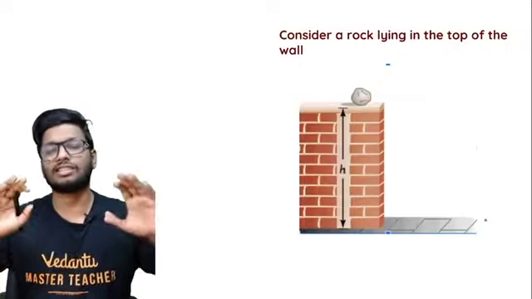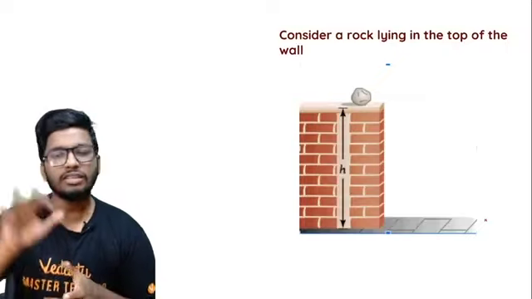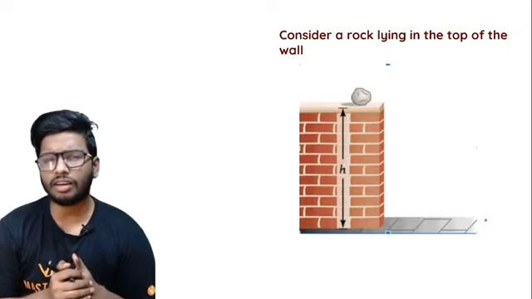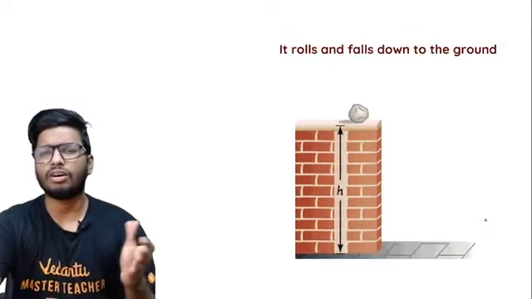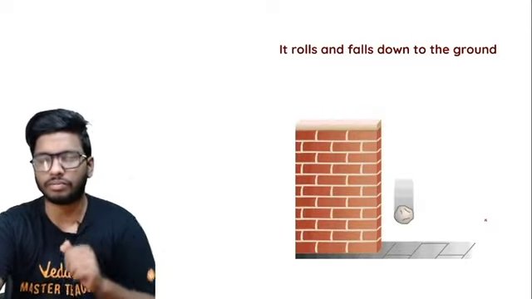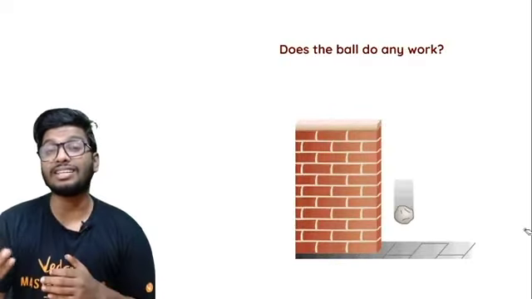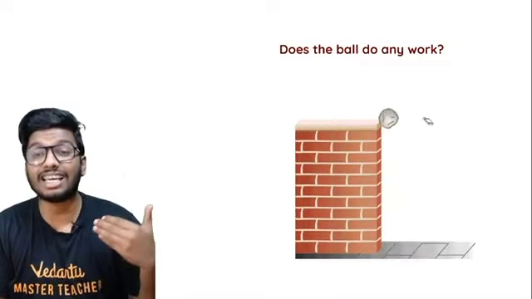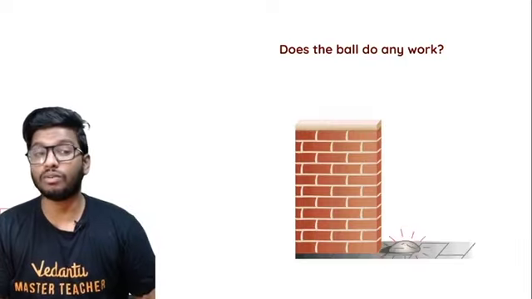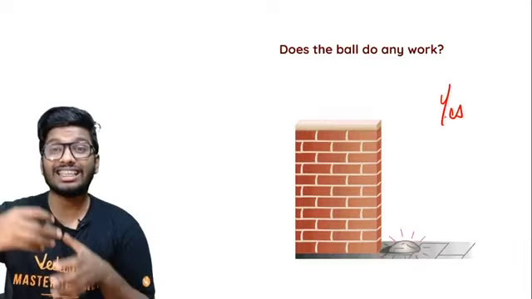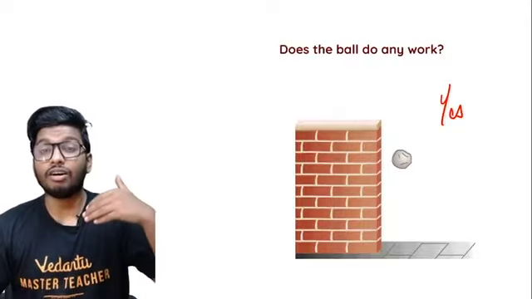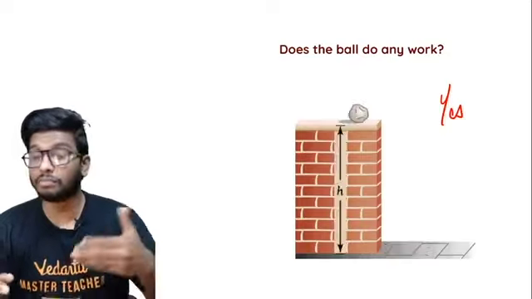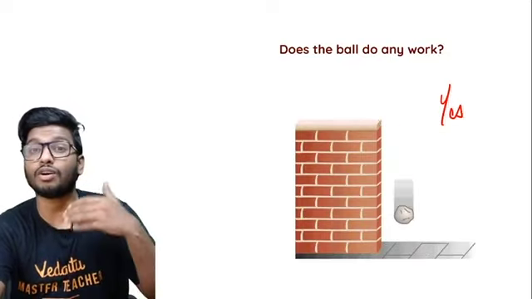Here's the thing, guys. Let's consider a very simple example. Imagine there's a rock which is kept on a wall of height h. Let's say that the rock rolls down and falls on the ground. Is there any work done by that particular rock? Absolutely yes, there is some work done, and that is the reason why it is getting displaced from a certain height. If there is some kind of work done, that means the object should have some sort of energy as well, right?